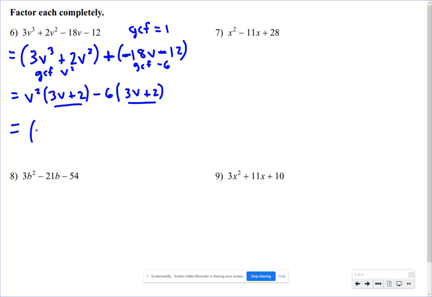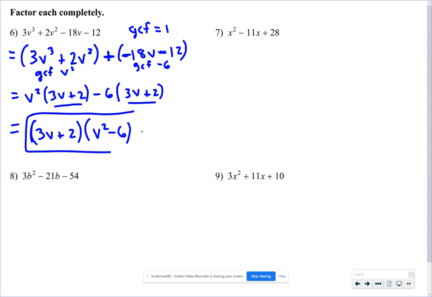My next step is to take that common binomial factor and pull it out, which means bring it out to the front, but keep it inside of parentheses. And then my other factor is v squared minus 6. And we're done. If you don't like this method of grouping, use the box. You will get the same thing.